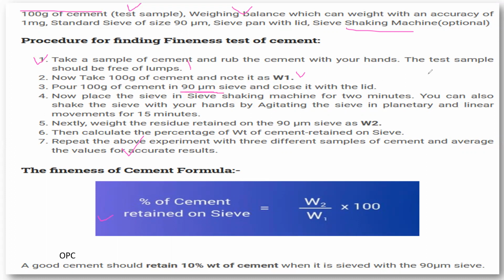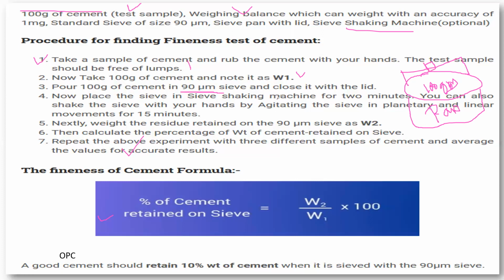So this is a pan that I'm trying to draw, and in this I'm going to take 100 gram of cement, and then below this will be a sieve. Below this we are going to keep one more, this is called a pan, because whatever cement passes through, it will be collected in the pan. And if you want to add a lid to this, you can put a lid. This is how a lid looks.